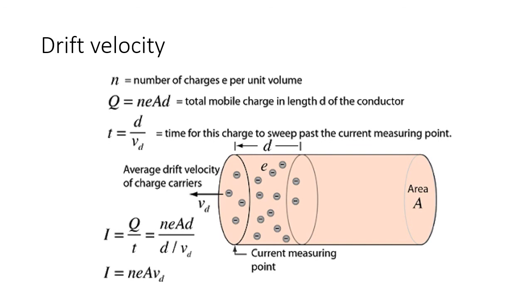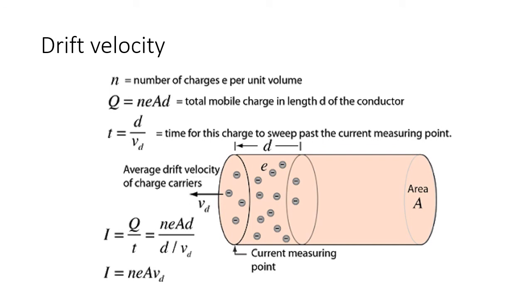We have learned that the electrons will move in the opposite direction to the electric field when we apply the potential difference to the conductor. These electrons travel with different velocities, and if we calculate the mean value of these velocities, we will get the drift velocity. Okay, now let's derive an expression for the drift velocity.